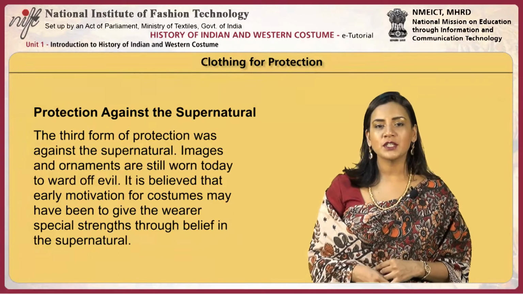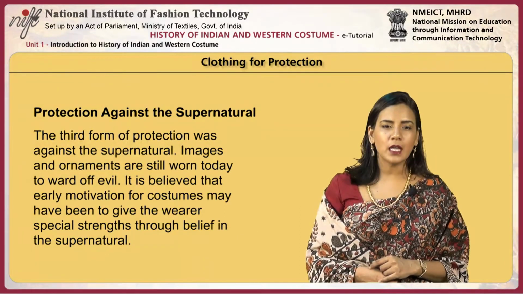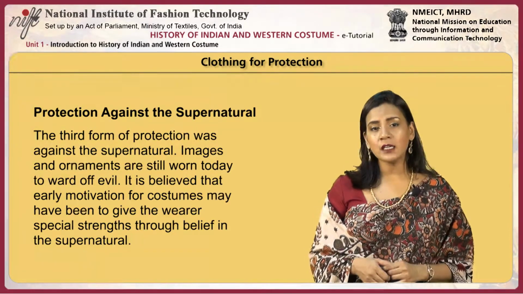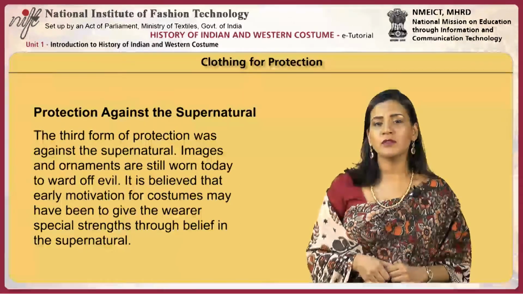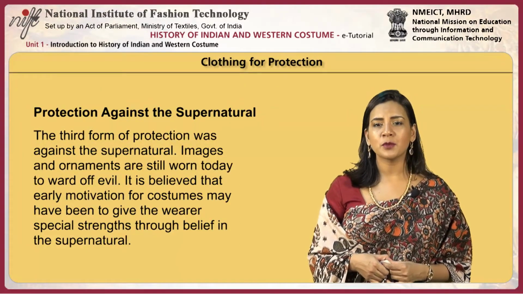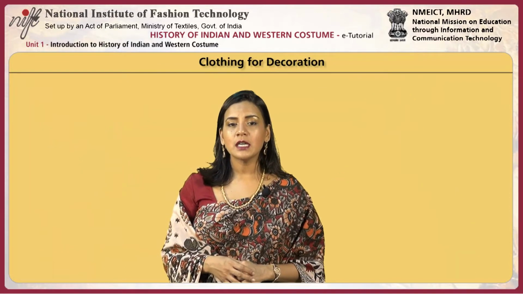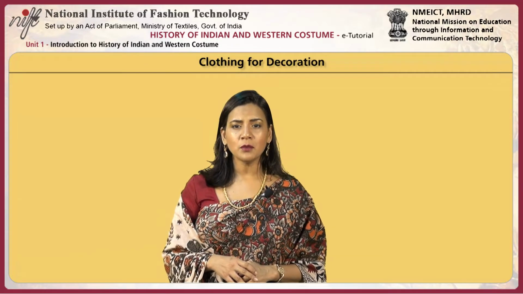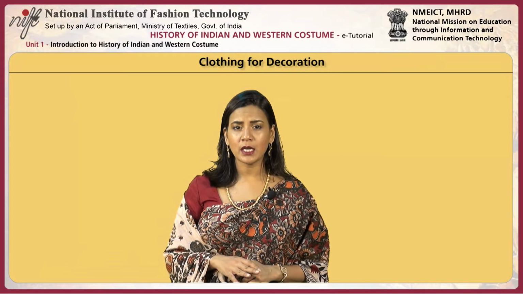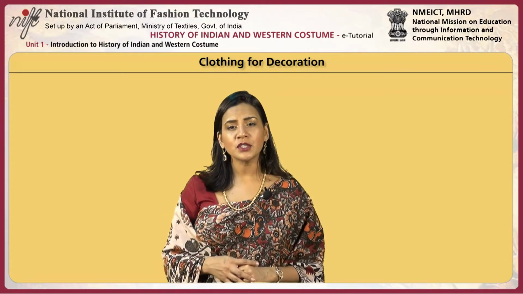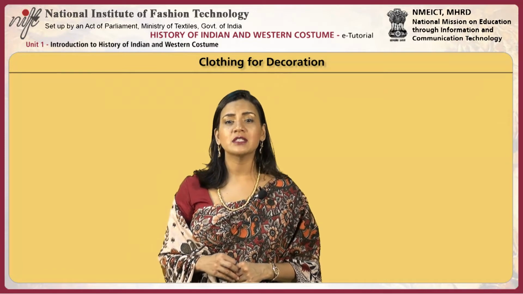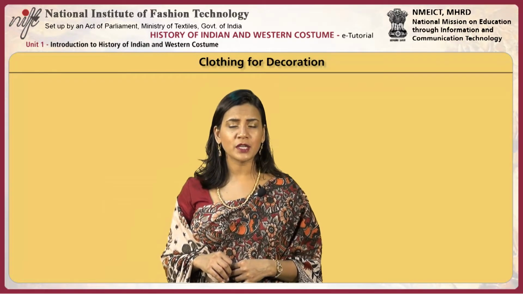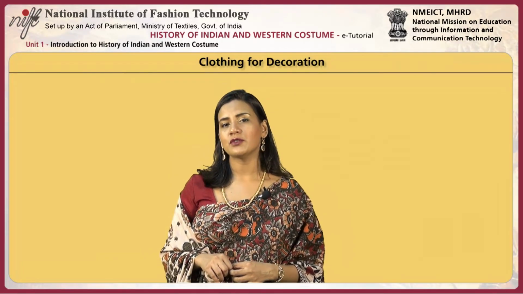The third form of protection was against the supernatural. Images and ornaments are still worn today to ward off evil. It is believed that early motivation for costumes may have been to give the wearer special strengths through belief in the supernatural. Clothing for decoration is thought to be the primary reason for the development of human costume. Even when we look at primitive cultures in existence today, where clothing is not worn, there is no culture in which some form of body decoration does not exist. This awareness of self and interest in body decoration is believed to be a basic human trait.